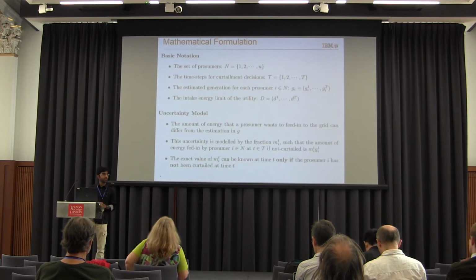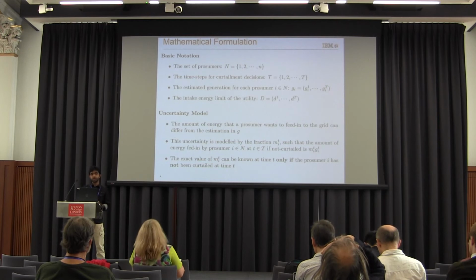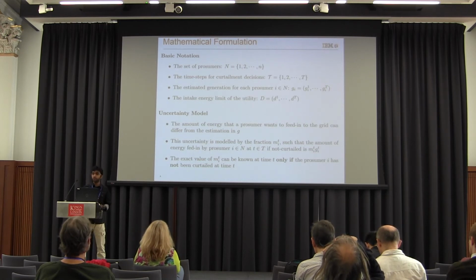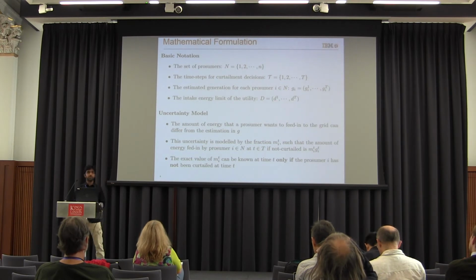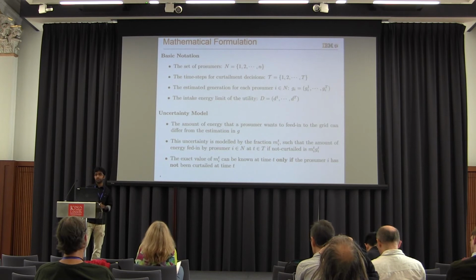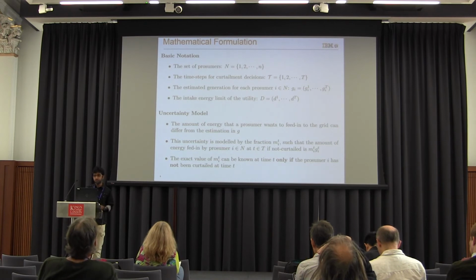So this is the mathematical notation that we have used. N is the set of prosumers. We have divided total time into capital T time slots, and the estimated generation by each prosumer is denoted by the vector G_i, which consists of G_i1 to G_iT, where G_it is the estimated generation by prosumer i at time step t. The intake energy limit of the utility is denoted by the vector D, from D_1 to D_T. Again, D_t is the energy intake limit by the utility at time t.